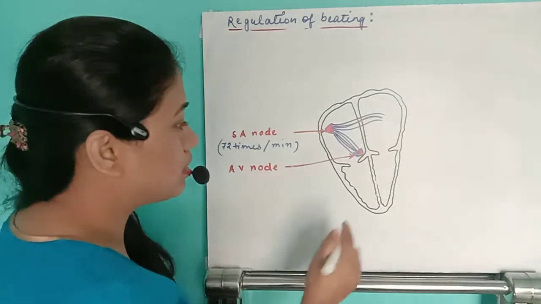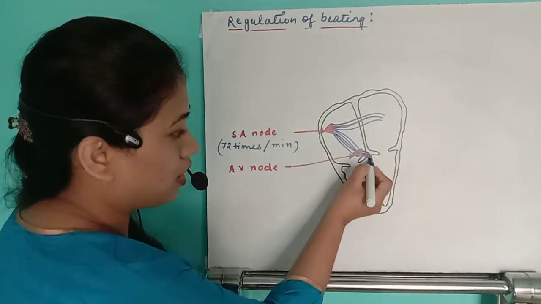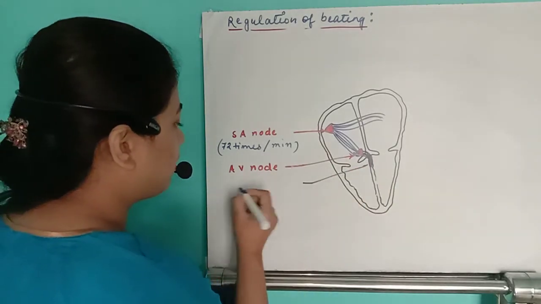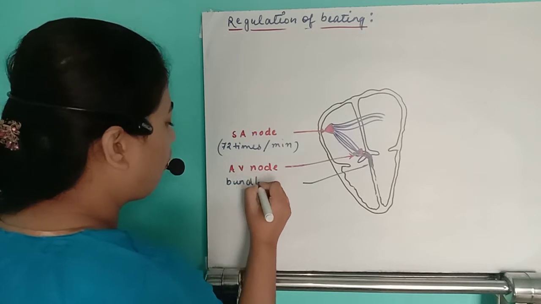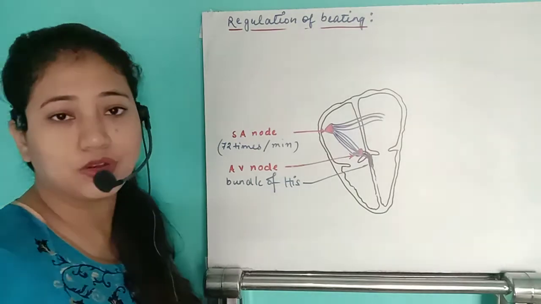How? From this AV node, a bundle arises. This is called the bundle of His.